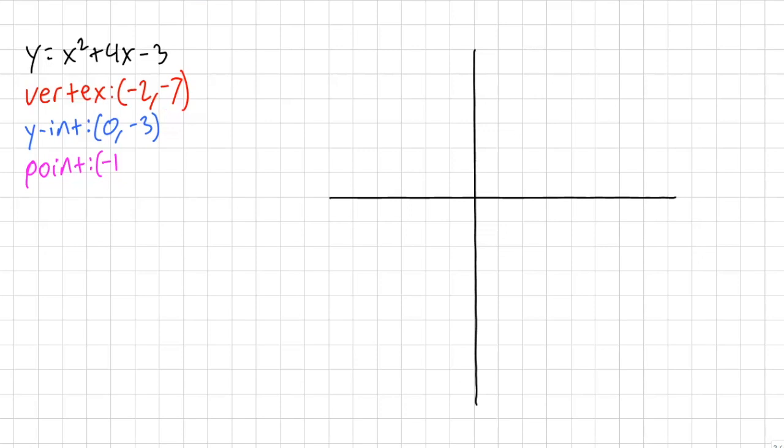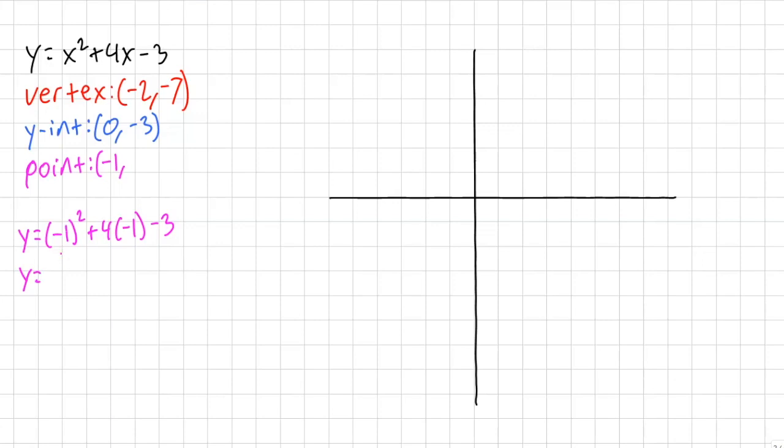So now we're going to take this negative 1 and we're going to plug it back into our original equation to find the y. Just like we did with the vertex x coordinate, we're going to do the same thing for this point's x coordinate. So we say y equals negative 1 squared plus 4 times negative 1 minus 3.